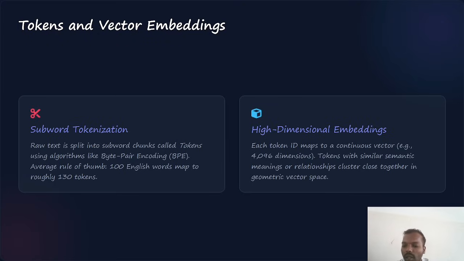As a rule of thumb, 100 English words equals about 130 tokens. Next, these token IDs are mapped into high-dimensional space as vector embeddings. Imagine a 4,000-dimensional coordinate map where words with similar meanings, like king and queen or cat and dog, are placed right next to each other.